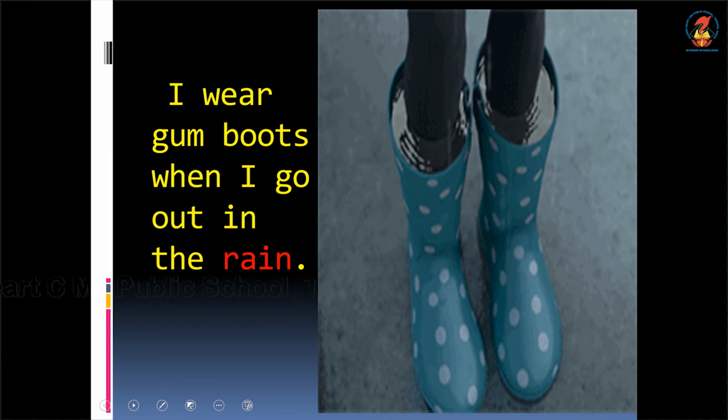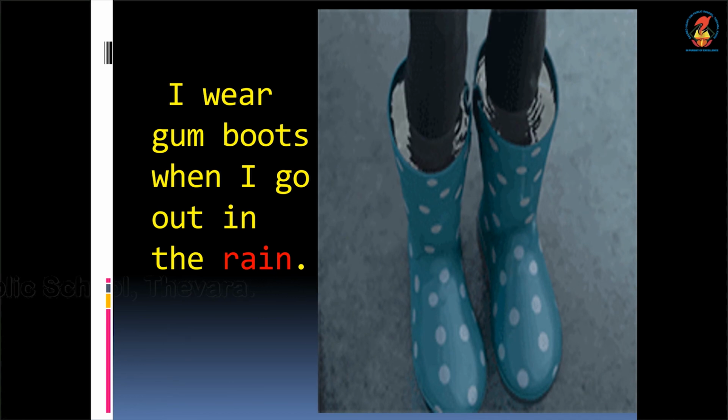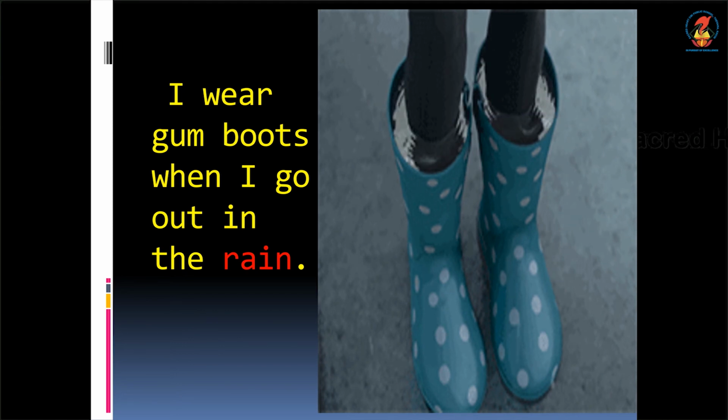Okay, next word we have studied, rain. I wear gum boots when I go out in the rain. These are gum boots, okay? I wear gum boots when I go out in the rain. R-A-I-N, rain.